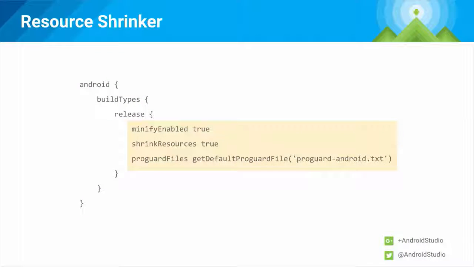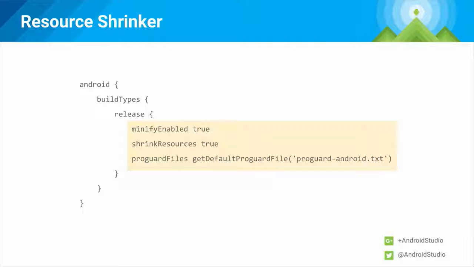Next one is the resource shrinker. So for many years, we've had the ability to shrink the code using ProGuard. And that's particularly useful when you import a library and you may be only using 5% of the library facilities. You don't want to ship all the code associated with that library. So you use ProGuard and you strip all the code that you're not using. However, it was not stripping the resources associated with that particular code that is being stripped.